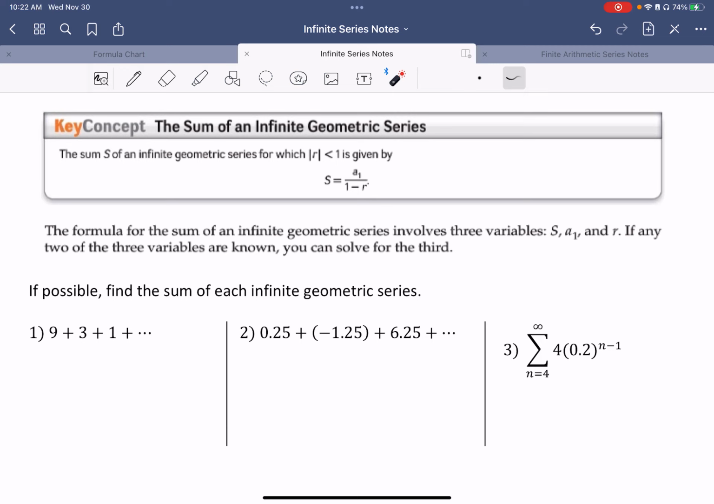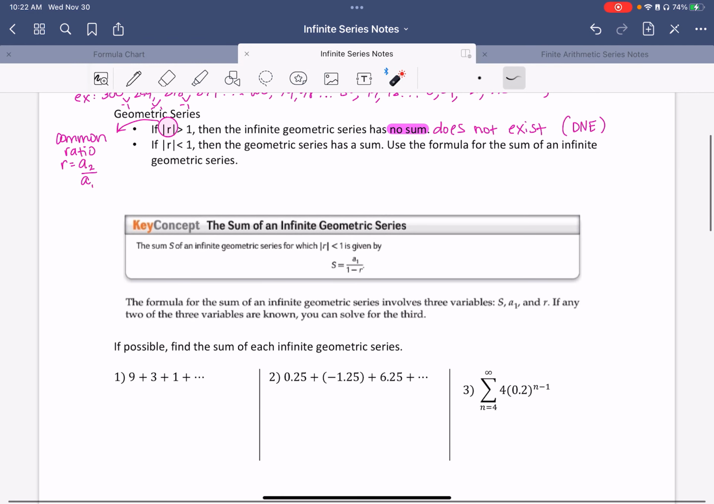So sometimes they might give you the sum and the first term, and they want you to figure out the common ratio, or they give you the first term and the ratio, and they want you to find the sum, or whatever combination of things they want you to do. They might ask you to do different things, and then you would just do algebra to solve for the other variable. So now how are you going to know when it's infinite versus finite?